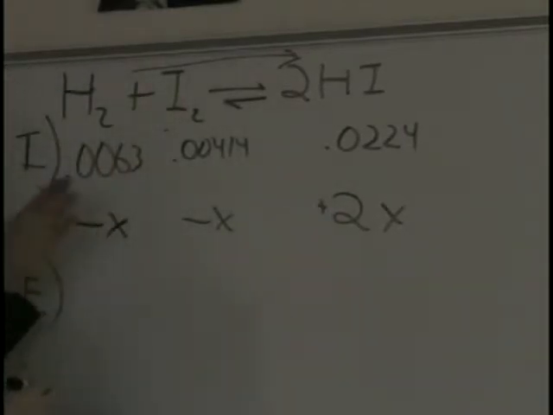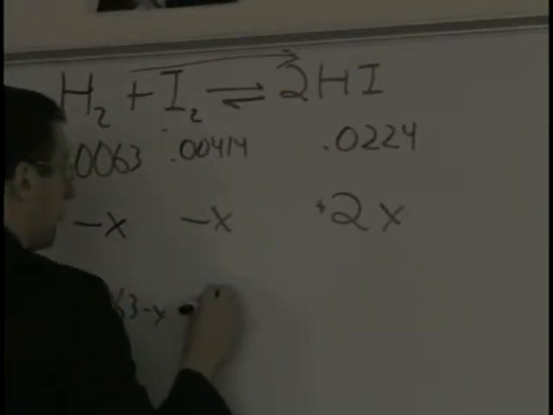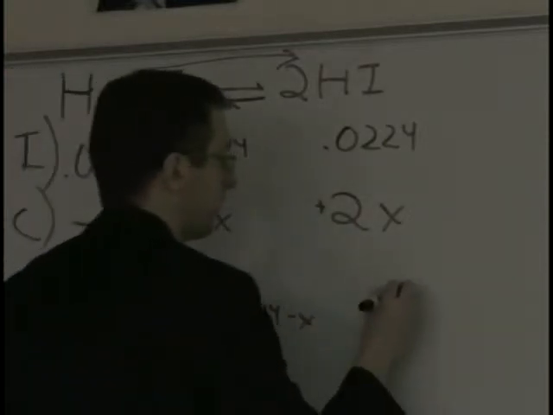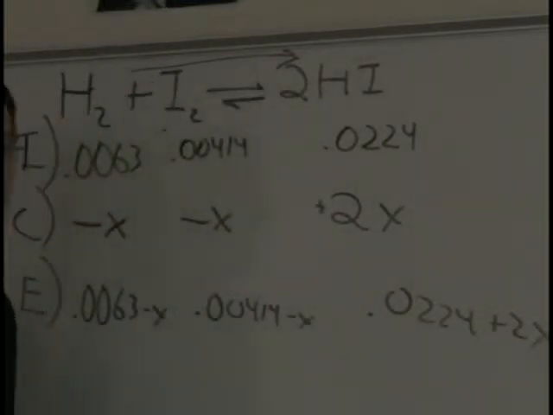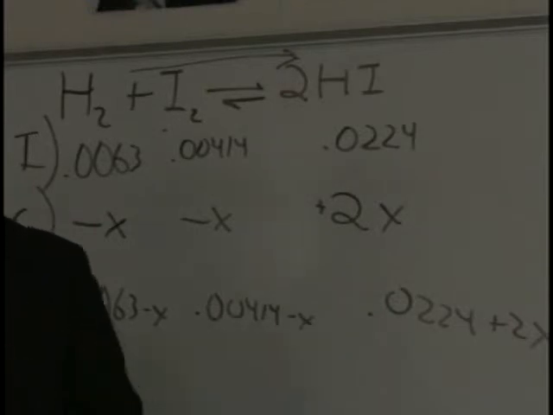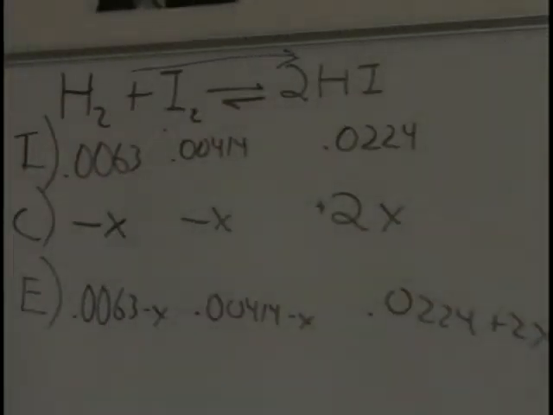So at equilibrium, 0.0063 minus X, 0.00414 minus X, 0.0224 plus 2X is going to be my concentrations. Now what we have to do is solve for X. And that's going to be the next bulk of work. We're actually going to move over to the other board here to show you how to solve for X.